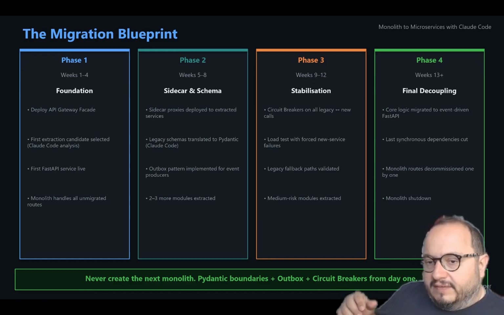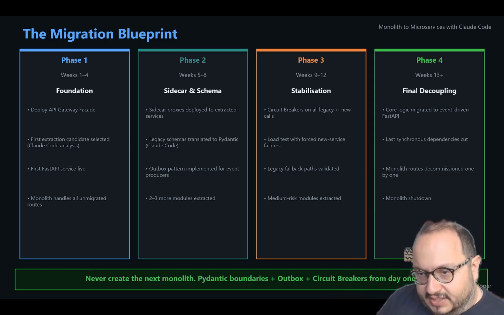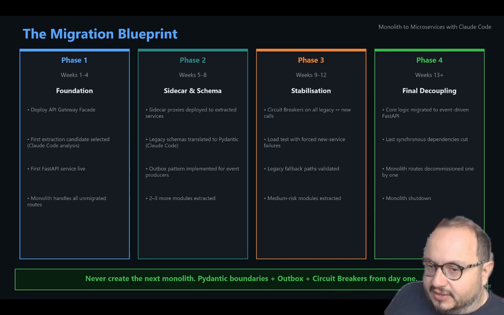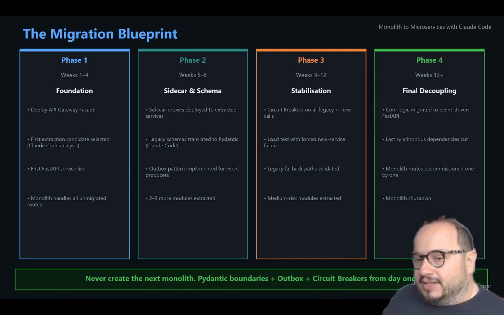Phase 2, weeks 5 to 8. Sidecar and schema. Deploy the Sidecar proxies to the extracted services. Translate all legacy schemas for the target module into Pydantic models, of course using Claude Code. Implement the Outbox pattern for any module that publishes events. Extract 2 or 3 modules. That's it. Move to phase 3, weeks 9 to 12.